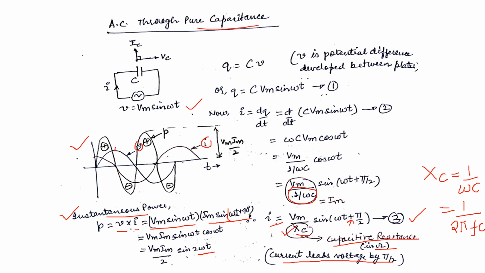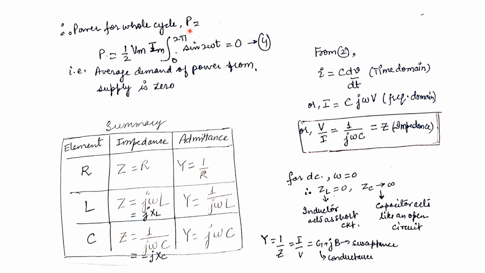If we calculate the power for the whole cycle, P is the integral from 0 to 2 pi for the complete cycle, and this comes out to be 0. So for a purely capacitive circuit, the average demand of power from the supply is 0. Similar is the case for a purely inductive circuit.